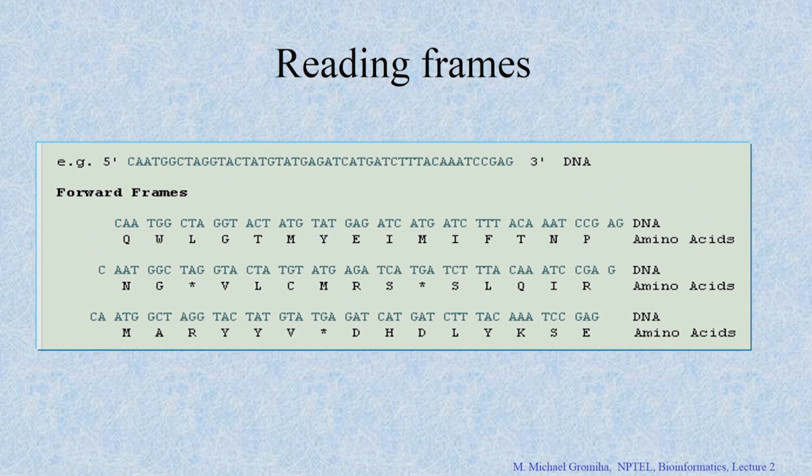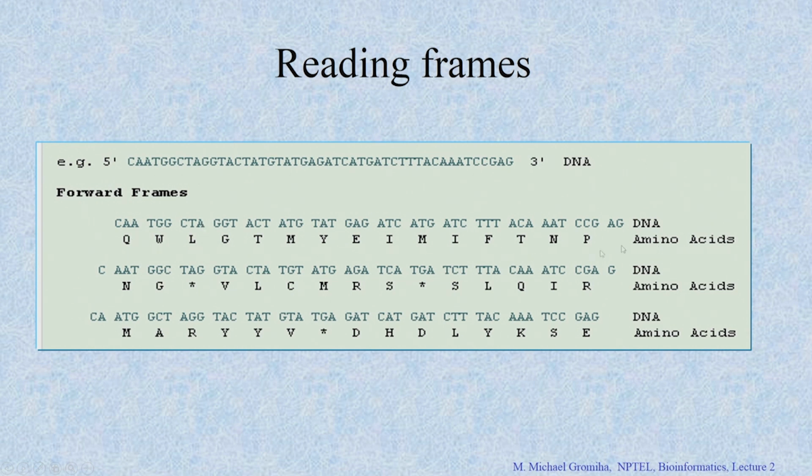How to get the 6 reading frames? 3 in the forward direction and 3 in the reverse direction. How to get the 3 in the forward direction? For example, this is a DNA sequence, 5 prime to 3 prime. First you cut it into codons of 3 nucleotides, CAA, TGG, CTA and so on. Now with these, CAA codes for Q, TGG codes for W and CTA codes for L. So, you will get the amino acid sequence.